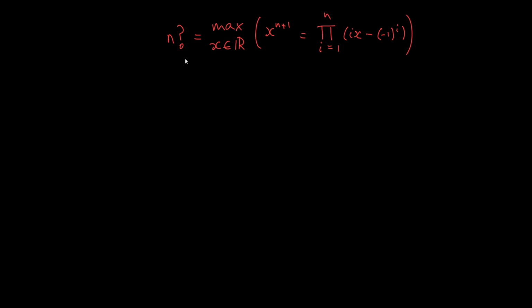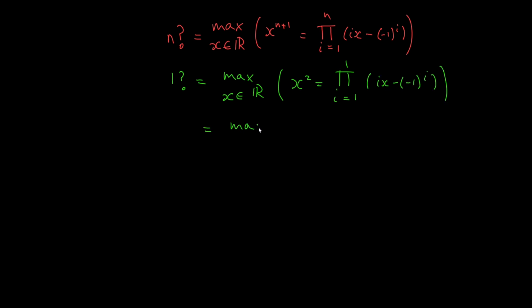Now, I claimed earlier that 1 questorial is the golden ratio. So let's just check that from the definition to get a bit more familiar with actually using this definition. So 1 questorial is the greatest number x in the real line, such that x squared is the product as i goes from 1 to 1 of this expression. So we'll just rewrite that line. And we'll make the following change. We'll just plug in i equals 1 here.